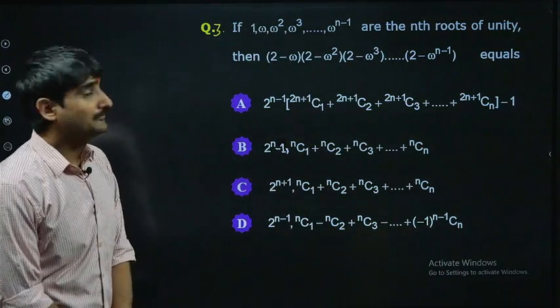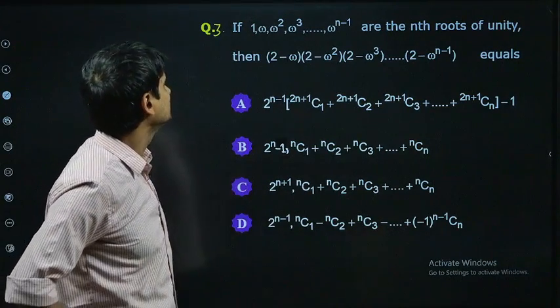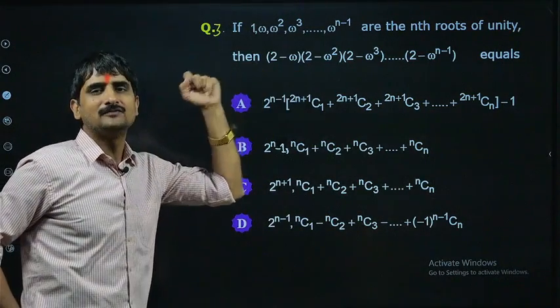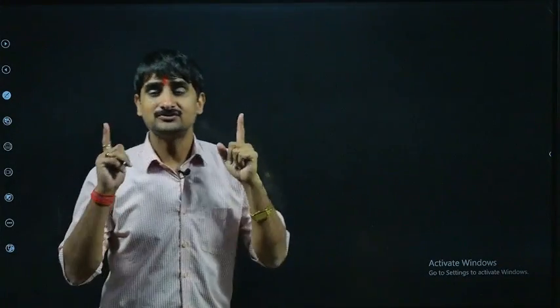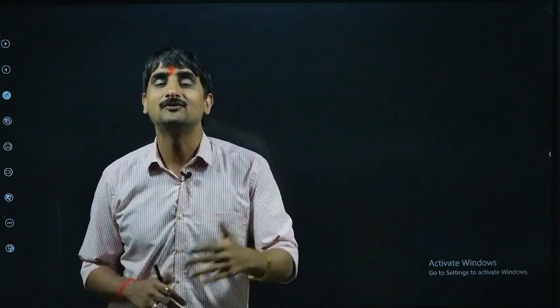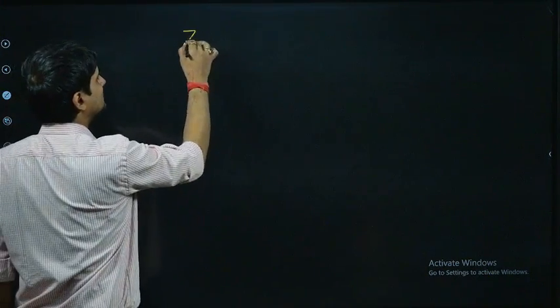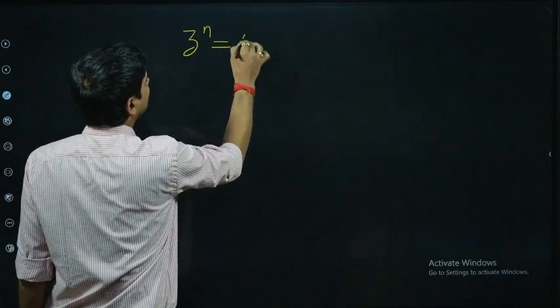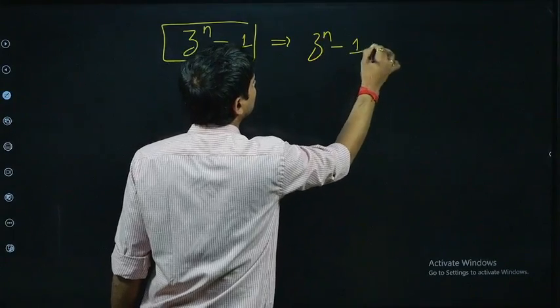Third question is, if 1, omega, omega square, up to omega raised to power n minus 1 are the nth roots of unity, then the value of this expression is... See, this one is based on two simple, direct statements. First one, which we shouldn't miss at any point of time, is the nth roots of unity. What are they actually? They are the roots of this equation, z raised to power n is equal to 1. So nth roots of unity are the roots of this algebraic equation.